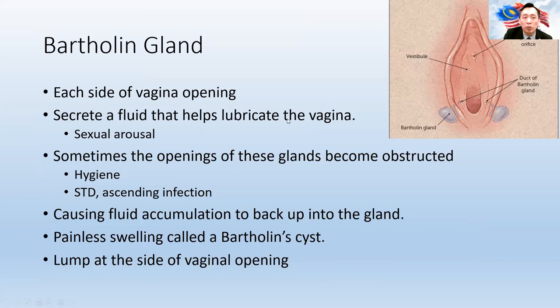The Bartholin gland is normally located at about 5 and 7 o'clock of the vaginal opening, and secretes fluid that helps to lubricate the vagina, especially during sexual arousal. Sometimes the opening can become obstructed due to hygiene, sexually transmitted disease, or ascending infection, causing the fluid to accumulate back up in the gland and cause swelling. Normally it's a painless swelling called a Bartholin cyst.